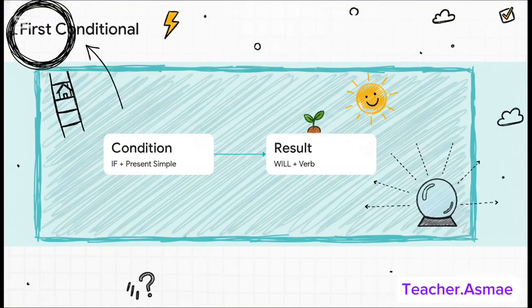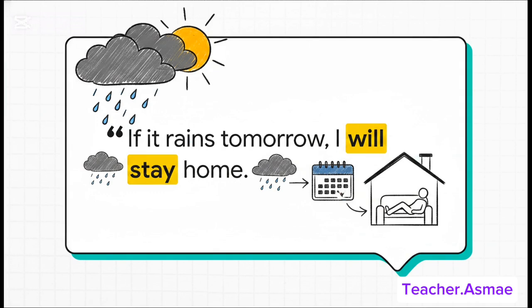Right, let's step down one rung on a reality ladder to the first conditional. Now we're still in the realm of reality, but we're looking slightly forward in time. The formula shifts just a tiny bit here. The condition stays exactly the same. If plus present simple. But for the result, we swap out the present simple and plug in will plus a verb. The crucial takeaway? We use this new formula for real future situations that are highly possible and extremely likely to happen. Let's see how this exact math helps us plan for those highly probable future realities.